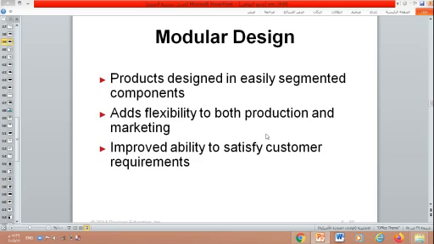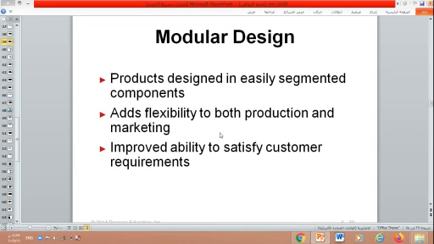Also, it improves the ability to satisfy customers' requirements, by the marketing department. For example, McDonald's and Burger King use relatively few modules, such as the main components: cheese, buns, sauces, French fries, to make a variety of meals. So these modules or components can be used in other systems or in a variety of meals.